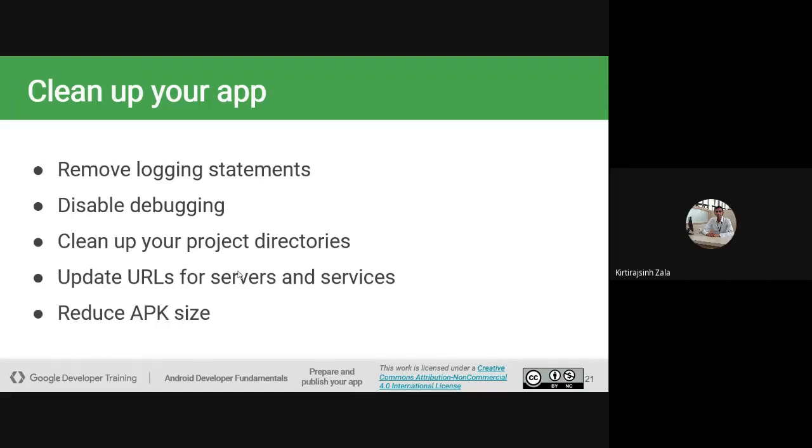Now clean up your app: remove logging statements, disable debugging, clean up your project directories, update the URLs for servers and services, and reduce the APK size. These are the things to clean up in your app. So you need to disable debugging, clean up your project directories, disable certain debugging options, and reduce the APK size.